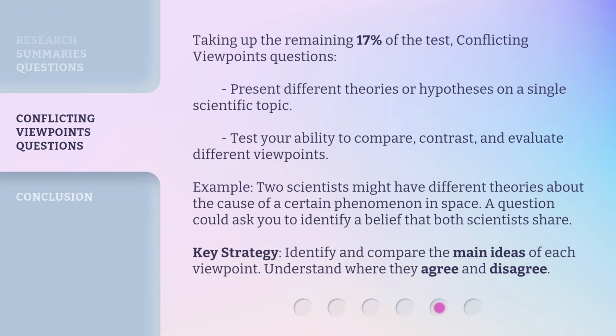Taking up the remaining 17% of the test, conflicting viewpoints questions present different theories or hypotheses on a single scientific topic. They test your ability to compare, contrast, and evaluate different viewpoints. Example: two scientists might have different theories about the cause of a certain phenomenon in space. A question could ask you to identify a belief that both scientists share. Key strategy: identify and compare the main ideas of each viewpoint. Understand where they agree and disagree.